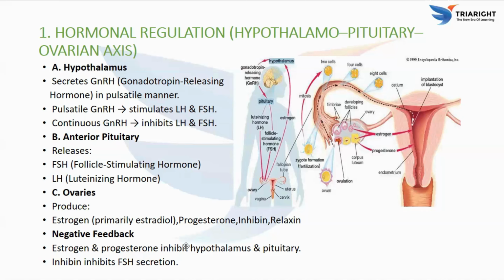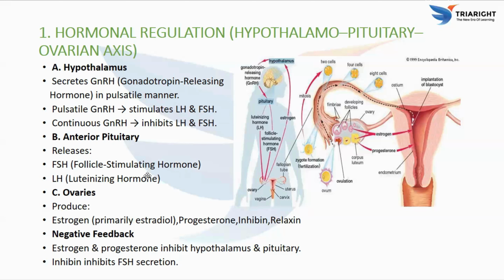And progesterone is produced mainly after ovulation by the corpus luteum. This maintains the endometrium for possible pregnancy. Inhibin specifically decreases the FSH levels. And next, relaxin hormone mainly helps to relax the uterus and pelvic ligaments, especially in pregnancy.